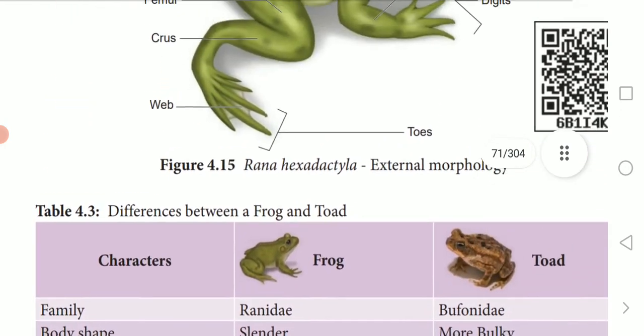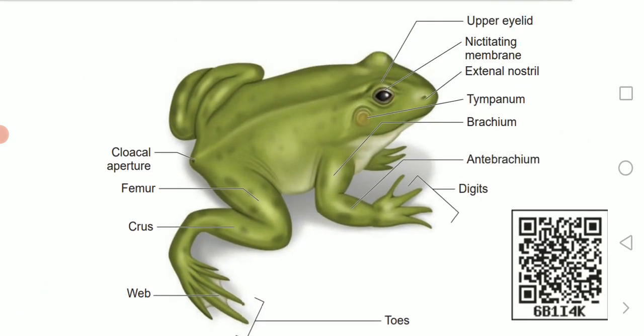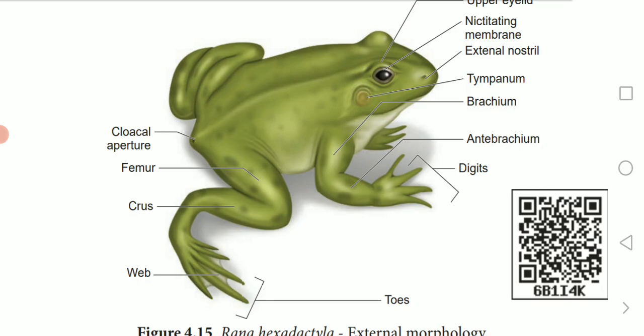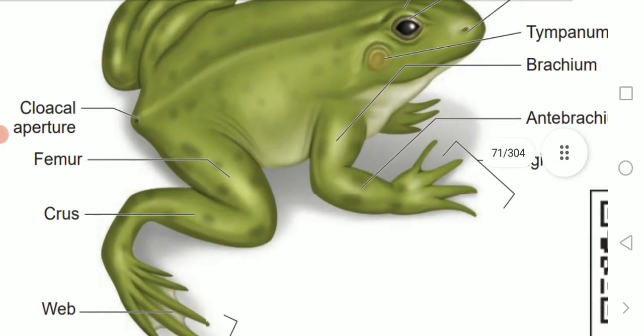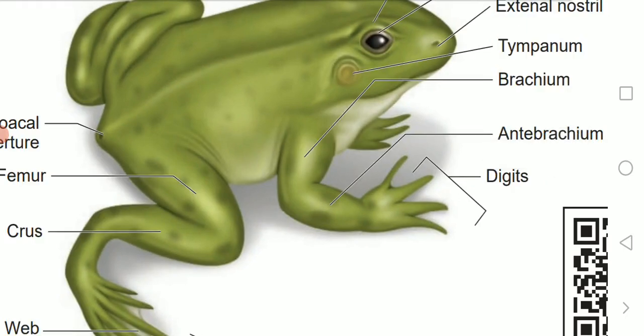The body of frog is a streamlined body. That body is used to swim. What do you mean by streamlined? Streamlined means the frog body is arranged as a boat shape. That boat shape is called a streamlined body. It is dorsoventrally flattened and it is divisible into head and trunk. The body is covered by smooth, slimy skin loosely attached to the body wall.